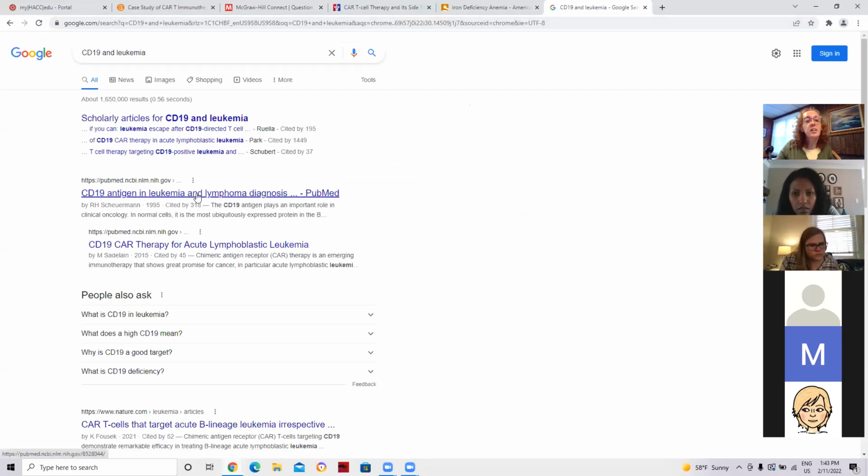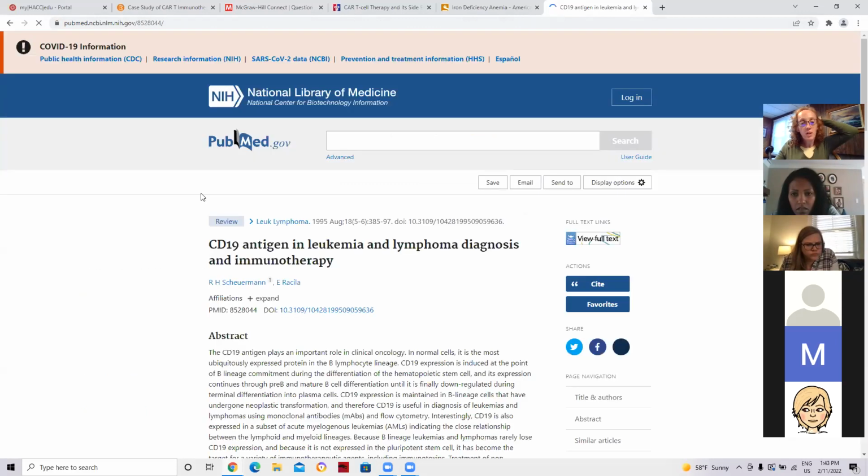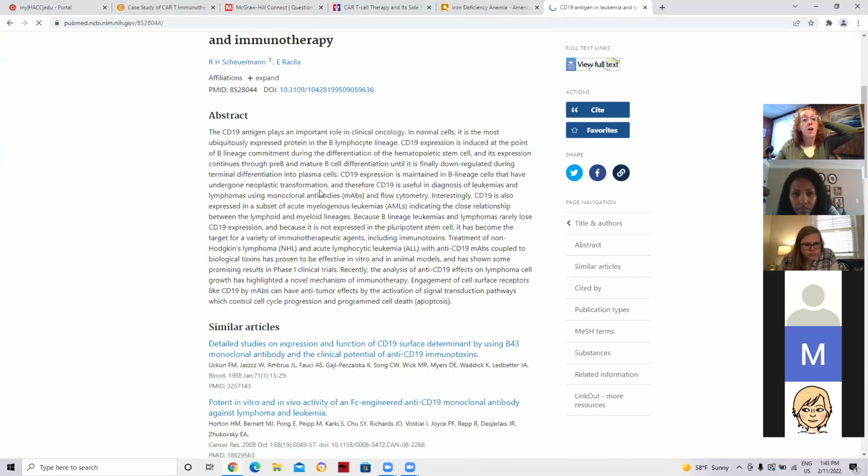Okay, so CD19 antigen in leukemia and lymphoma diagnosis. The CD19 antigen plays an important role in clinical oncology. In normal cells, it is the most ubiquitously expressed protein in the B lymphocyte lineage.